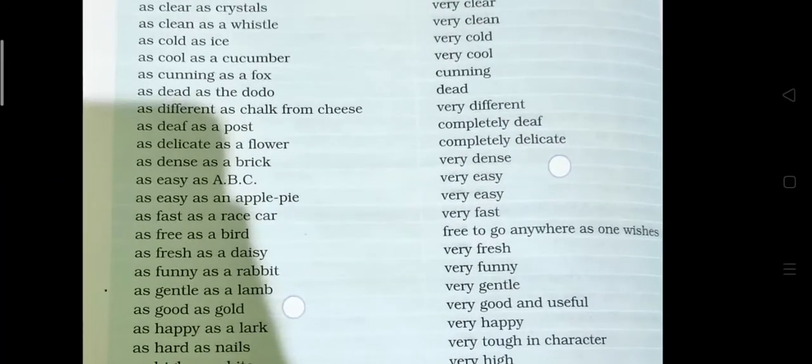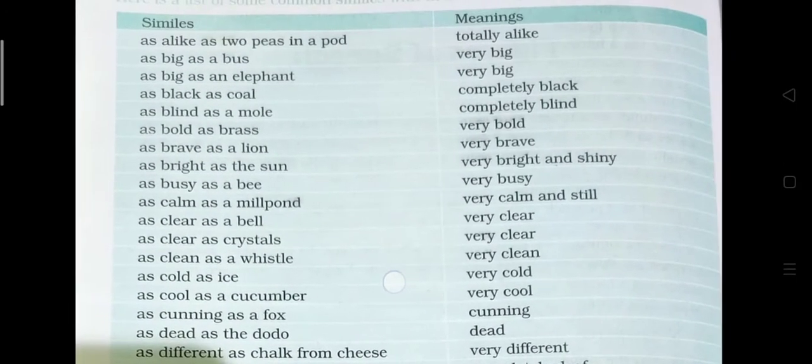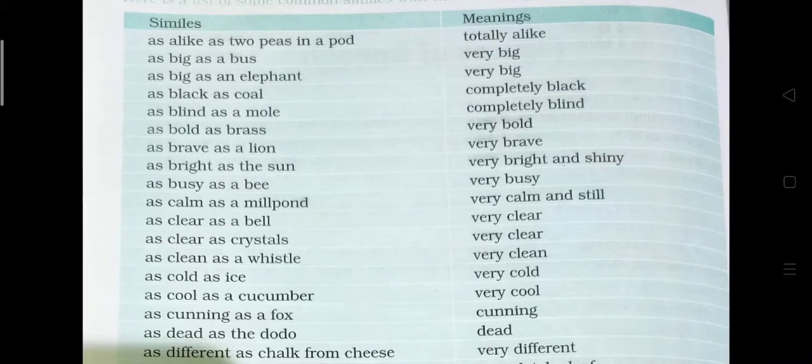There are two charts, two tables given in your book. These you have to read on your own. In our Google Meet, I am going to ask question that what does as calm as a millpond mean? As calm as a millpond means very calm and still. So I am going to ask you like this. So you have to read them all.